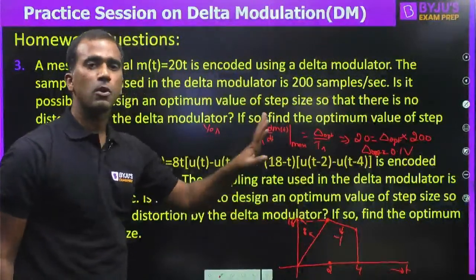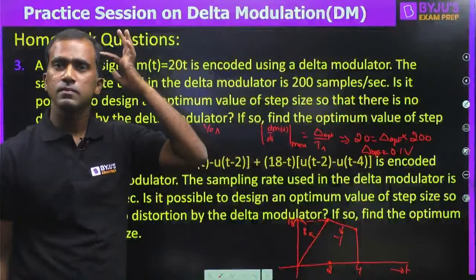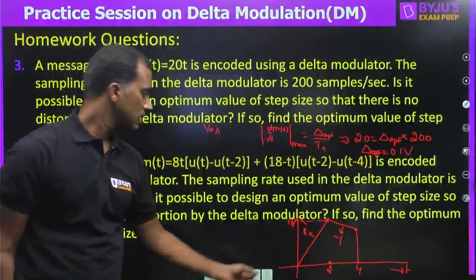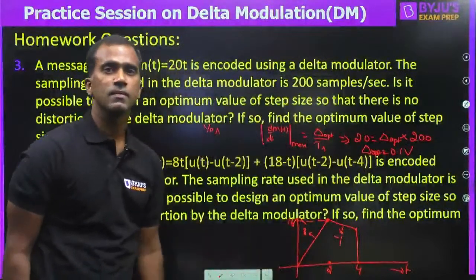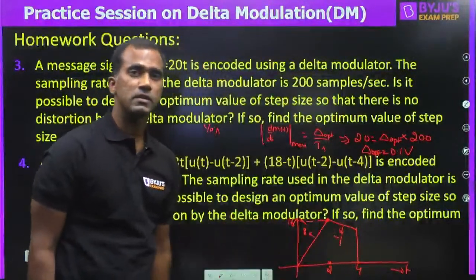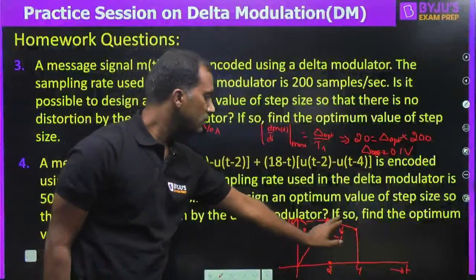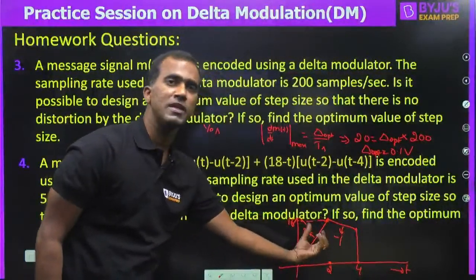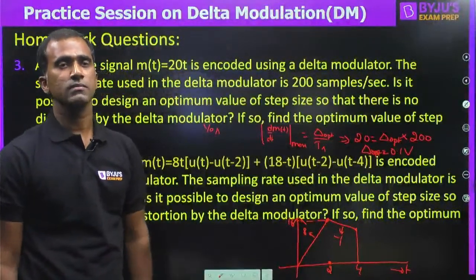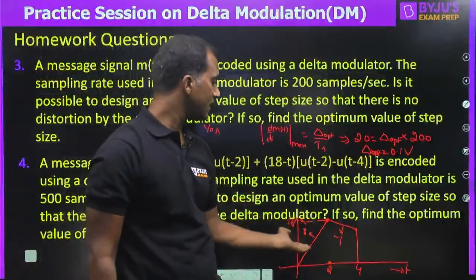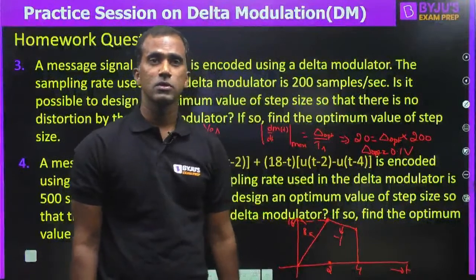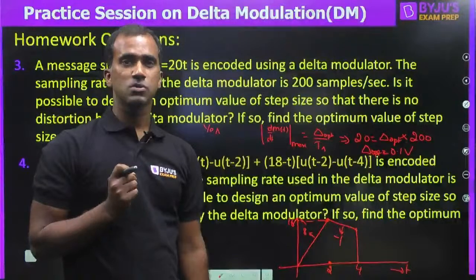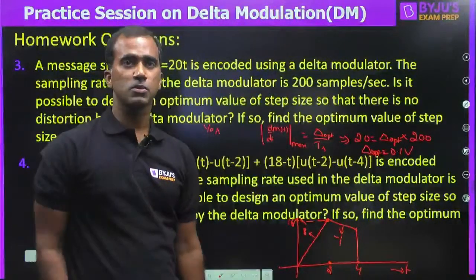Is the magnitude of slope constant here for this signal? No. The slope here is 8 units and the slope here is -1 units. So the magnitude of slope here is 8, and here it is 1 unit. Is the magnitude of slope constant in the duration of time in which it exists? It is not constant, because it's different. Since it is not the same, it is not possible to design a step size so that there is no distortion. It is not at all possible.